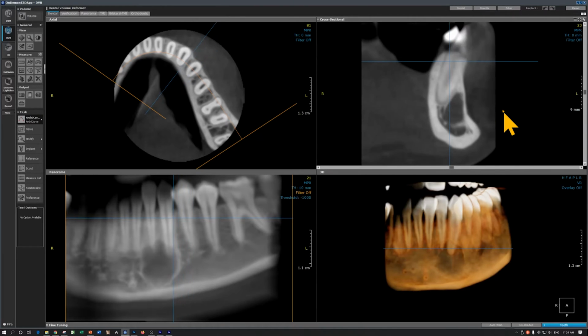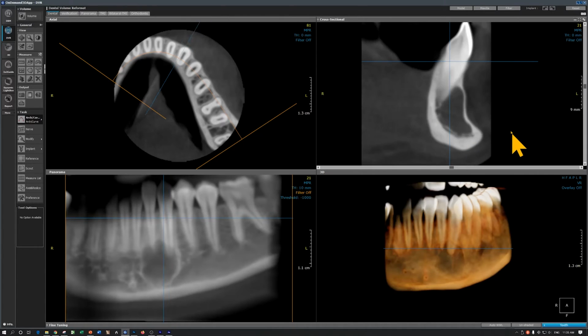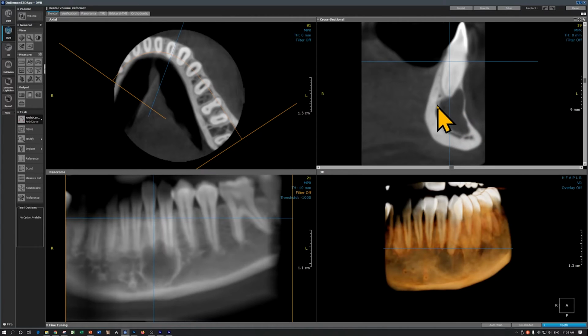As I come mesially, here I pick up the radiolucency. You can appreciate that the buccal cortical plate is thin but not expanded. This defect almost reaches the lingual cortical plate, and the lingual cortical plate is also intact. If I scroll further, that's the defect. It's radiolucent, labial cortex is thin, lingual cortical plate is intact.